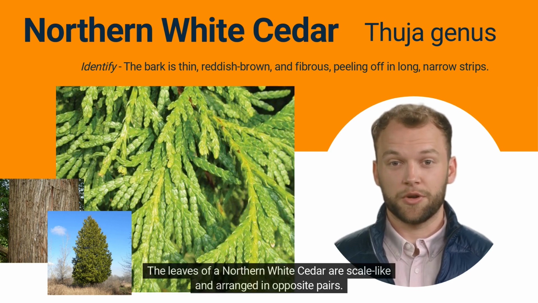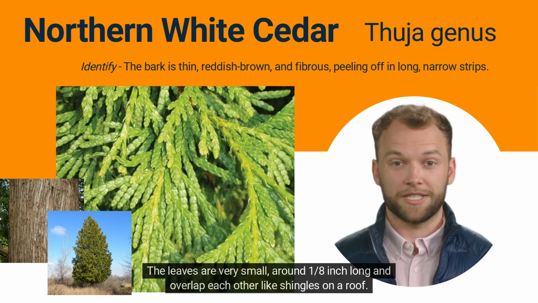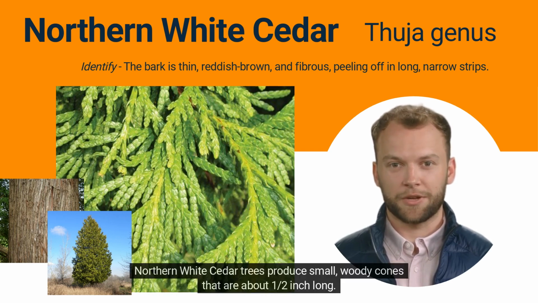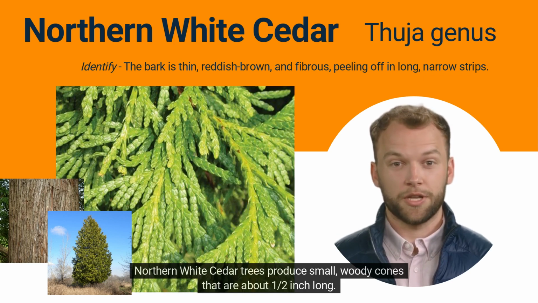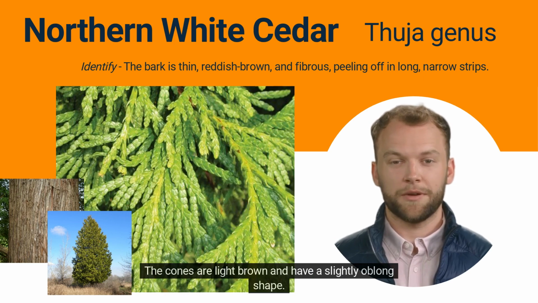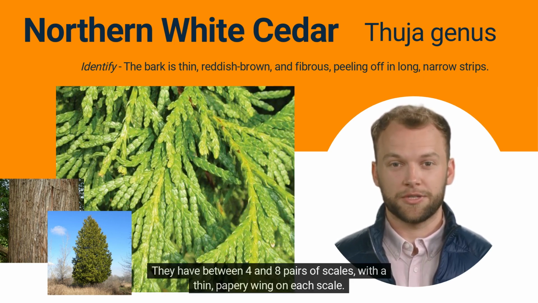The leaves of a northern white cedar are scale-like and arranged in opposite pairs. They are green with a slightly glossy surface and have a fan-like shape. The leaves are very small, around 1/8 inch long, and overlap each other like shingles on a roof. Northern white cedar trees produce small, woody cones that are about 1/2 inch long. The cones are light brown and have a slightly oblong shape. They have between 4 and 8 pairs of scales, with a thin, papery wing on each scale.